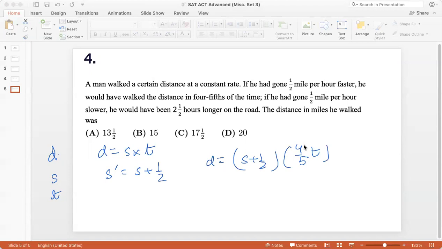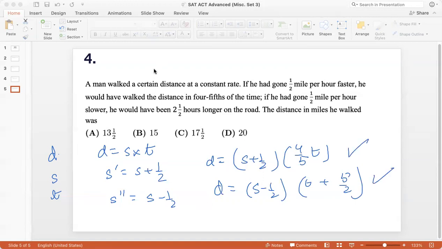And if he had gone half mile per hour slower, that means s double dash is s minus 1 by 2, he would have been 2.5 hours longer on the road. So d can also be written as (s minus half) into (t plus 5 by 2). 2.5 hours longer, so 5 by 2. So now we have to find t.